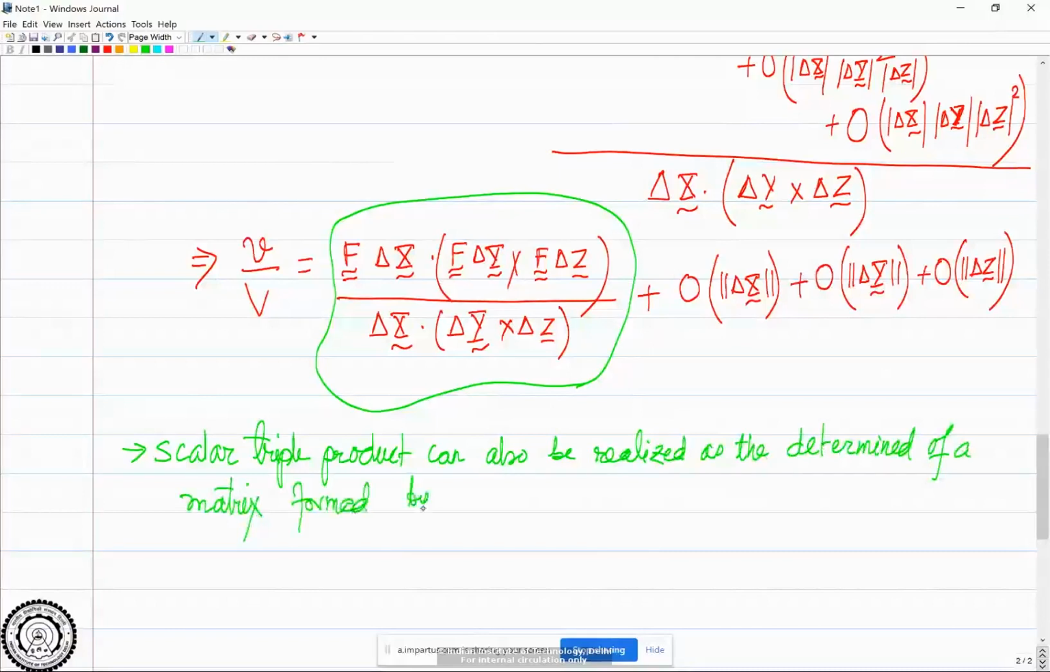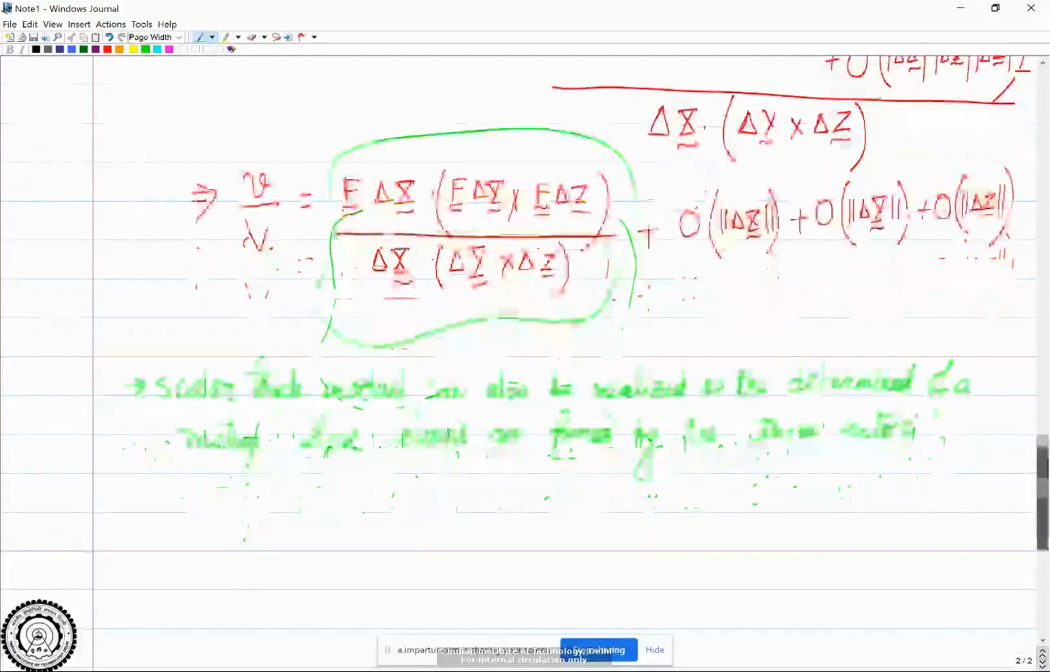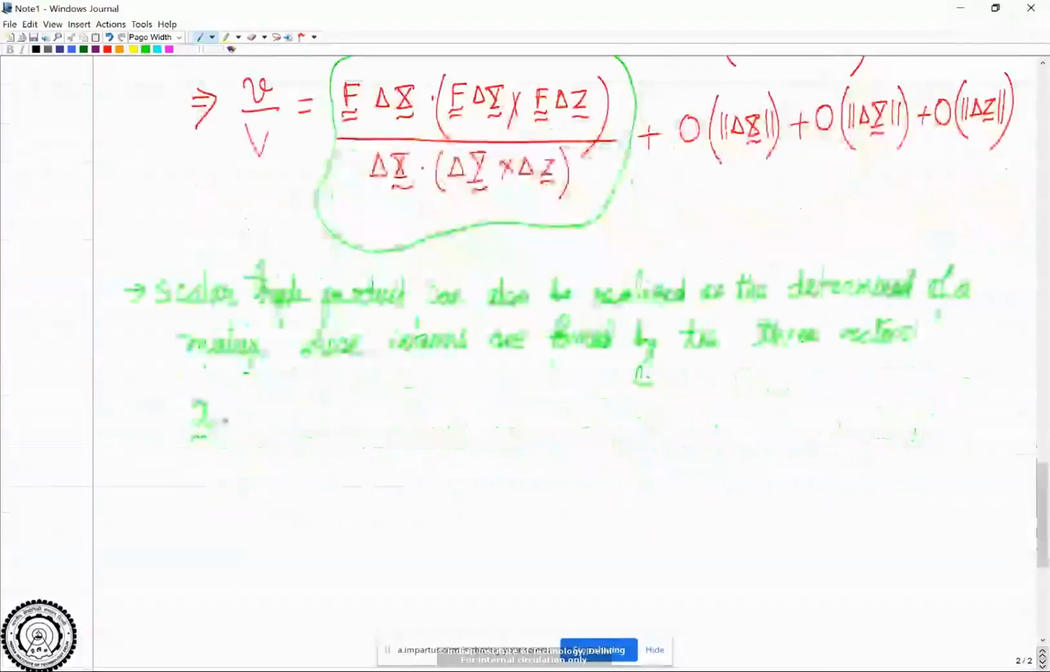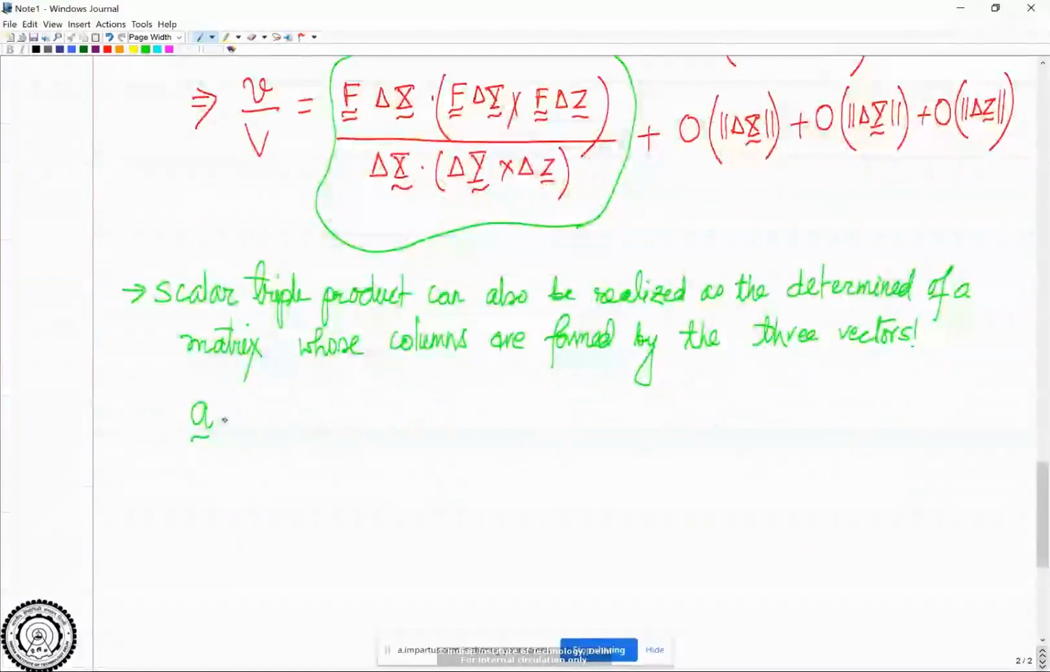formed by the three vectors, or I should say a matrix whose columns are formed by the three vectors. With me, what I'm saying here? So basically if you have A dot B cross C, then think of a matrix whose first column is A, second column is B, and third column is C. Okay, represent that in a coordinate system, it becomes a column. And take the determinant. So these two will be same.